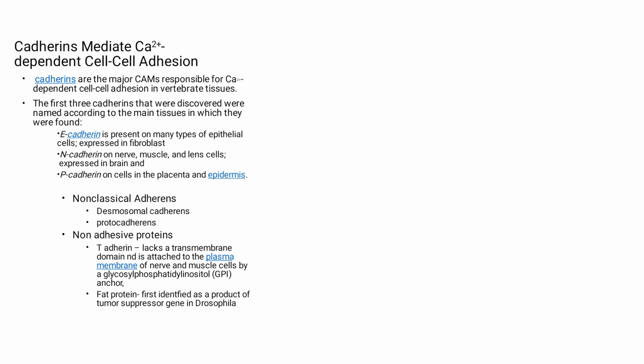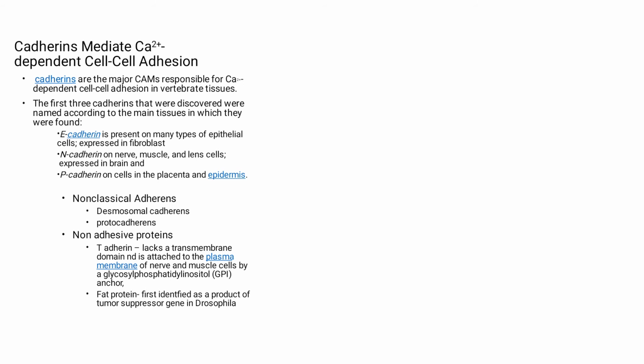Cadherins also mediate calcium-dependent cell-to-cell adhesion. The cadherins are the major CAMs responsible for calcium-dependent cell-to-cell adhesion in invertebrate tissues. The first three cadherins that were discovered were named according to the main tissues in which they were found. We have E cadherin, which is present in many types of epithelial cells, N cadherin on nerve, muscle, and lens cells, and P cadherin on cells in the placenta and epidermis. All are also found in various other tissues.